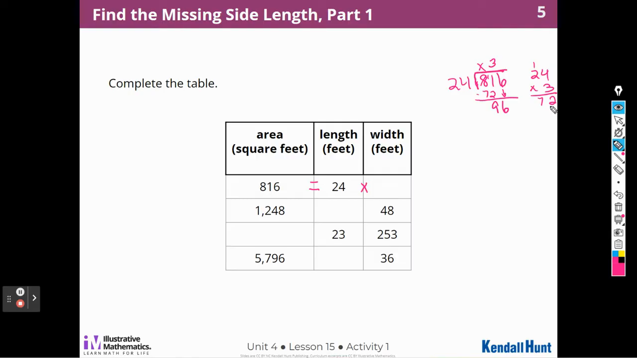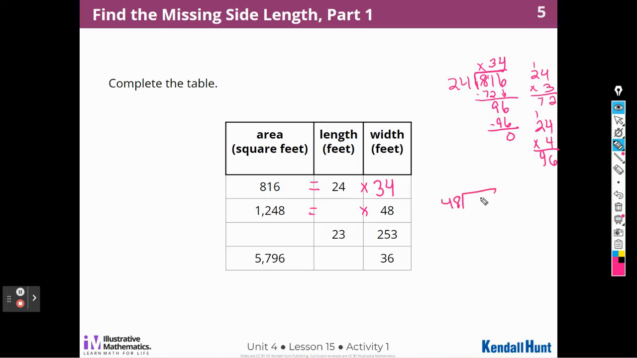So I've already tried 3. That's too low. So I'm going to now try 24 times 4. 4 times 4 is 16. 4 times 2 is 8 plus 1 is 9. And that is perfect. So I'm going to go back and put that 4 up here. 96. And there is nothing left over. So I know that the answer is 24 times 34. And then I could always check my division by multiplying this out, right? So I know that I'm going to have to multiply this times something to get this. So let's divide to find the answer.